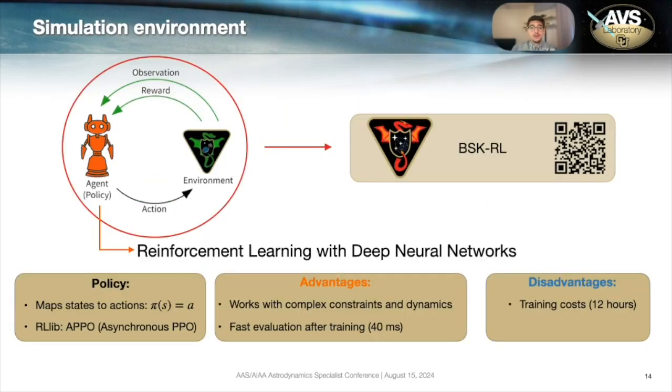We are using reinforcement learning with deep neural networks, so deep reinforcement learning. We are using an algorithm called APPO. It's an asynchronous version of PPO that's available with RLlib, and it will provide a policy that maps states to actions. One of the advantages of this method is that it works with complex constraints and dynamics, and it's fast to evaluate after training, less than 40 milliseconds on my laptop. One of the disadvantages is the training cost, about 12 to 14 hours.